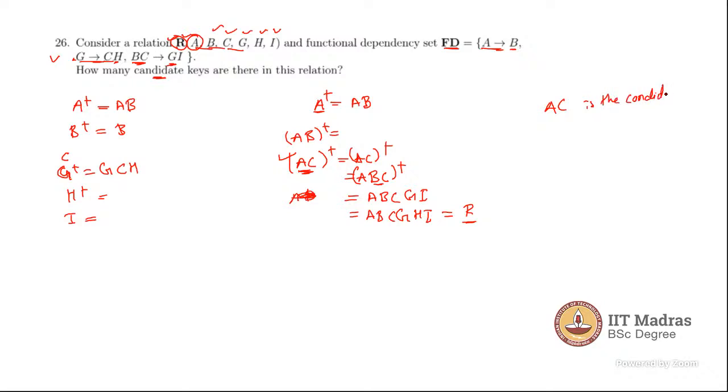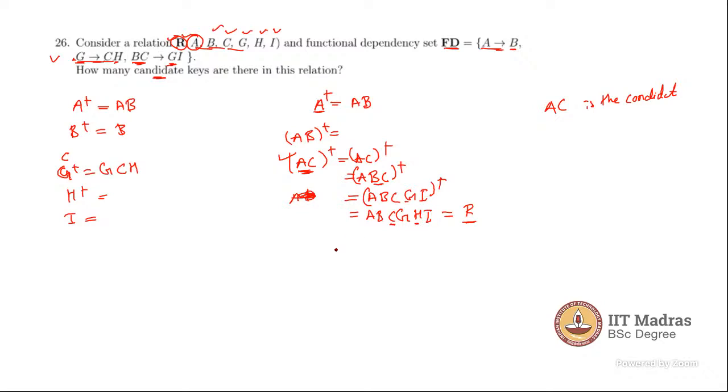Can you explain how you got the last one, ABCGHI? Okay, let us take the closure of this. Now A, B, C, G, I. If you see the functional dependency of G, G determines CH. So I can say A, B, C, G, because C is already here. So I write CG here. From G we can determine CH, which means CH is there. And I is from this.